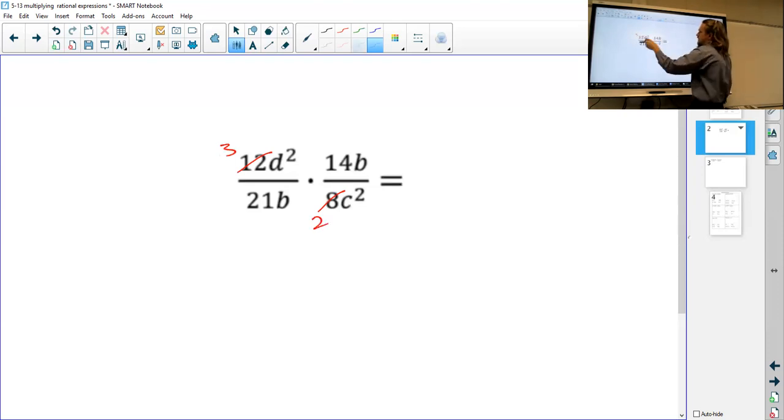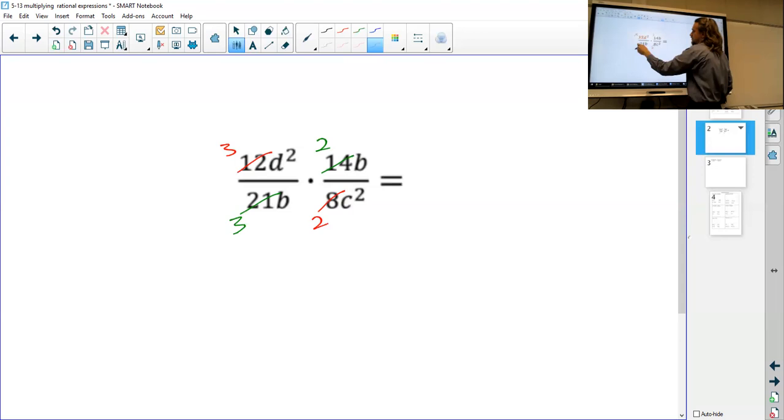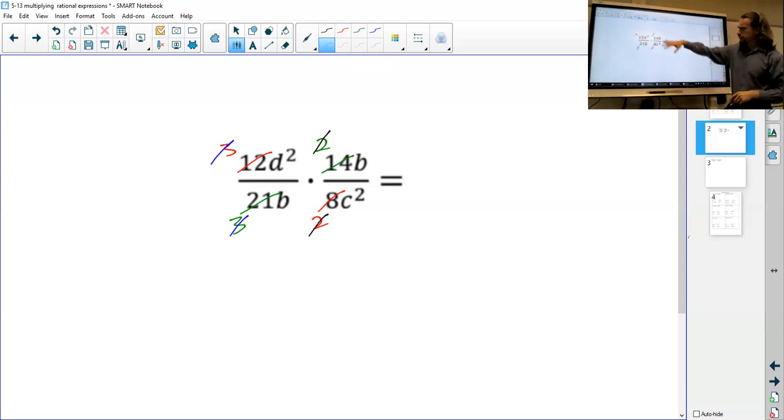Right? Let's take the other diagonal. 21 and 14, I can divide both of those by 7. So that gives me 2 up here and 3 down there. And then I look at what's left. I see 3 over 3, so those cancel each other out. I see 2 over 2. Those cancel each other out. So at this point, we simplified all the numbers away. So all we have is d squared times b and b times c squared.